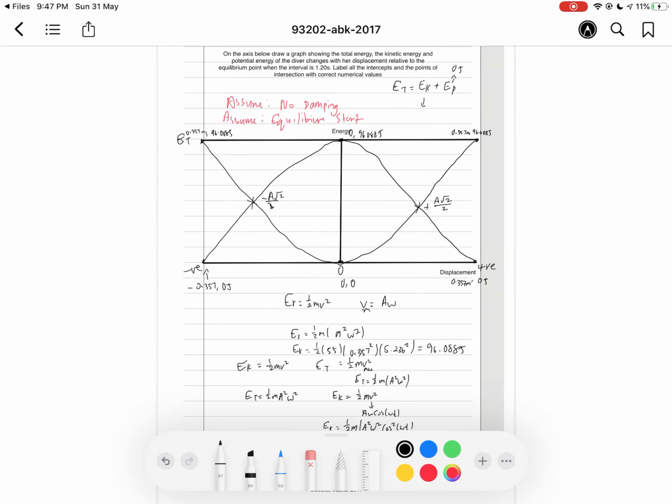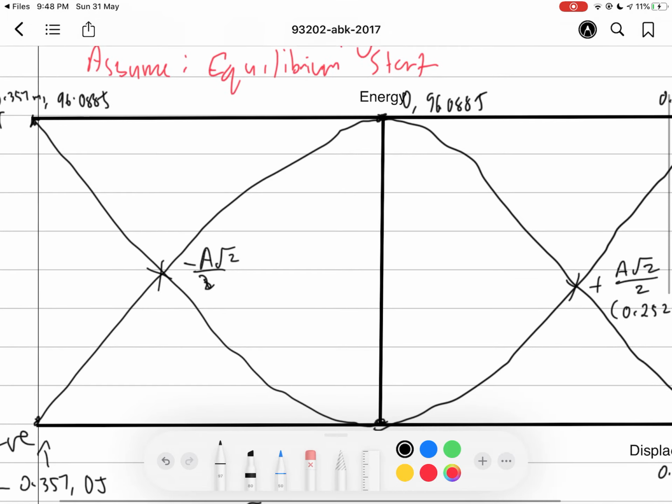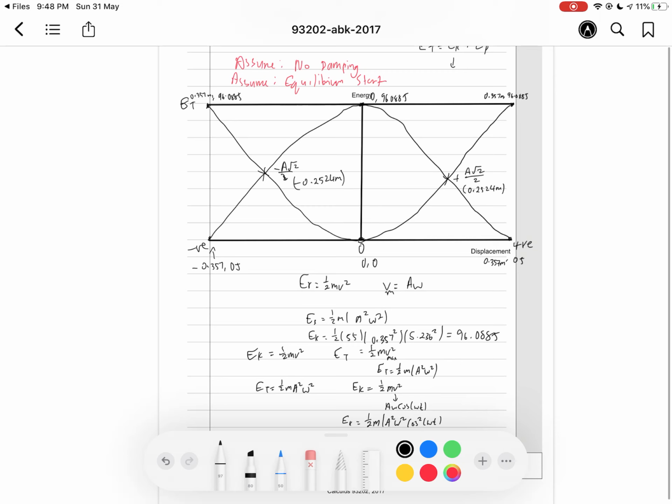Alright, so we know that a equals 0.357 meters. So if we plug that into a, we'll have 0.357 times root 2 over 2. So we should get that this one is 0.2524 meters, and on the other hand side, this will be negative 0.2524 meters. Right, and that's it for labeling this graph.